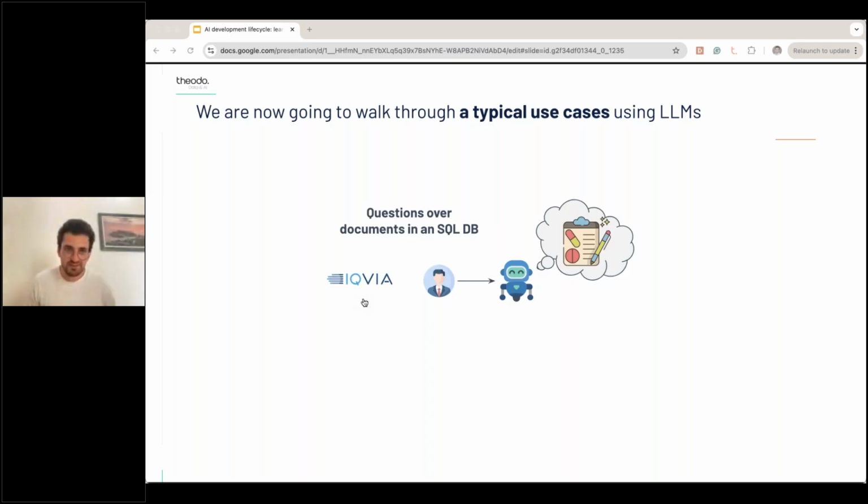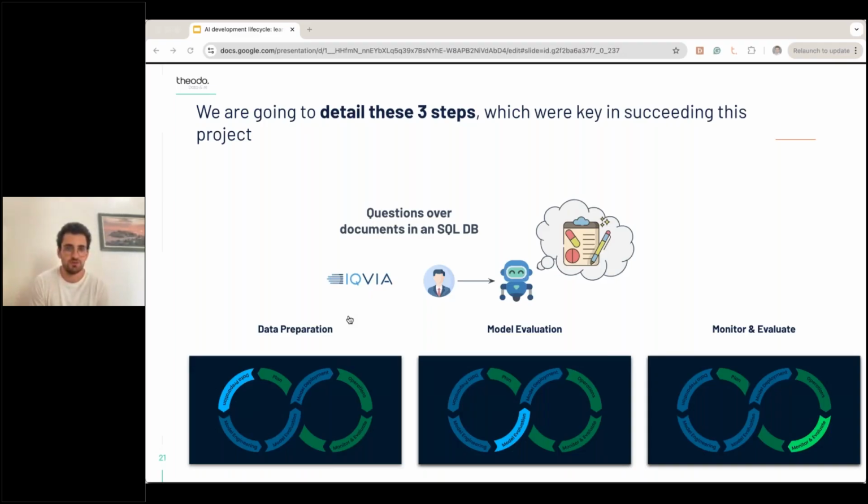So now, to illustrate this, we are going to walk through a typical use case using LLMs. It's a use case involving text to SQL, and basically this question of documentation in a SQL database. So it involves retrieval methods, text to SQL methods, and LLMs. We are going to detail for this use case the 3 steps which we just pointed out as being very important: data preparation, model evaluation, and monitoring.